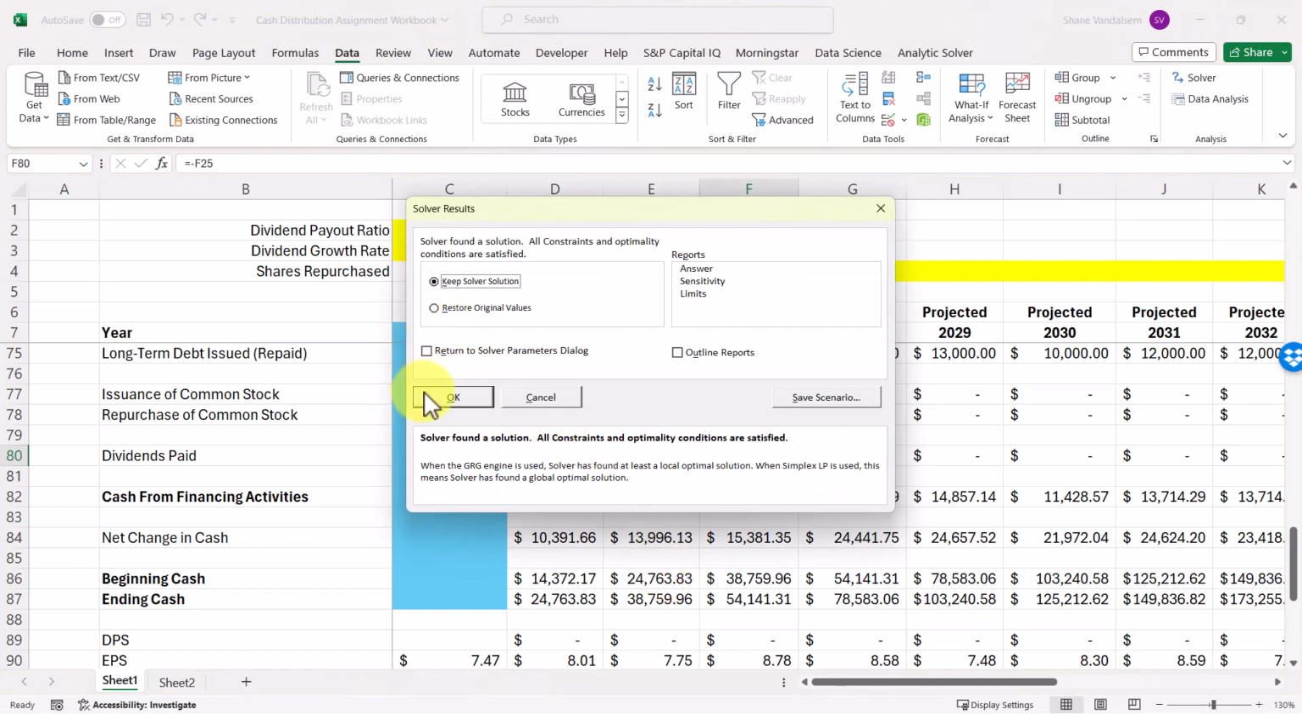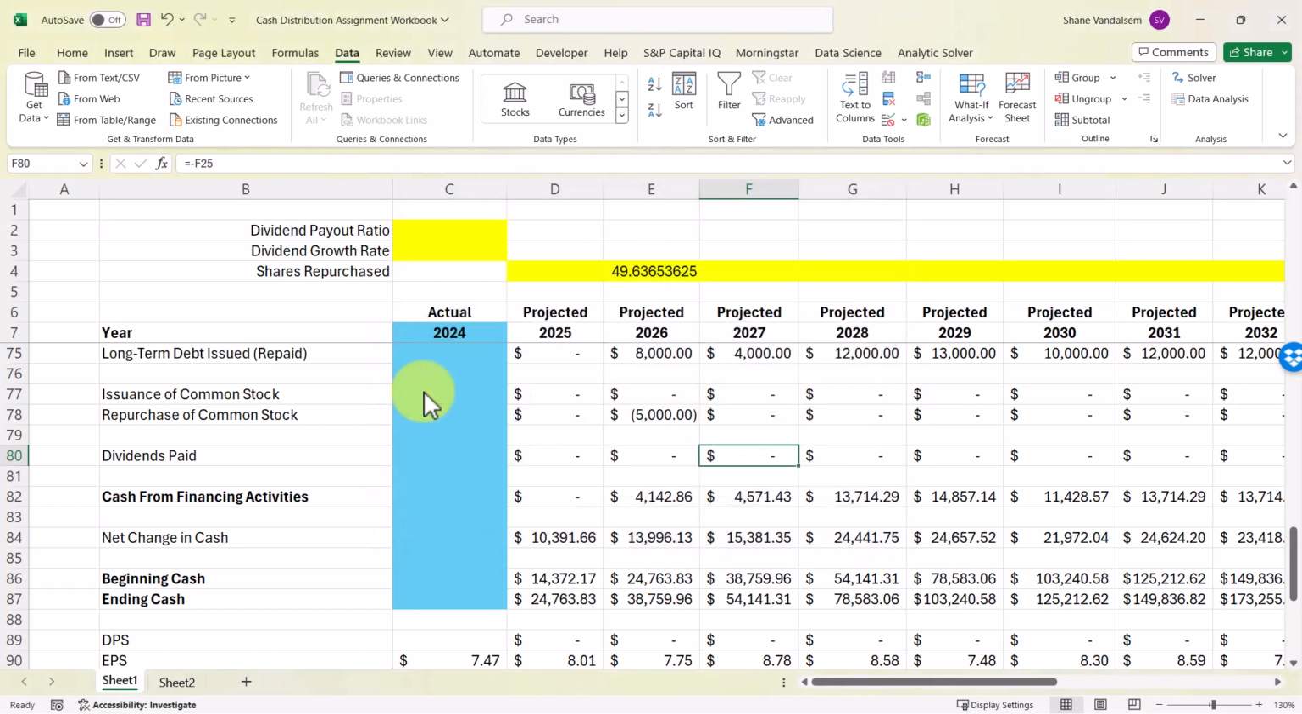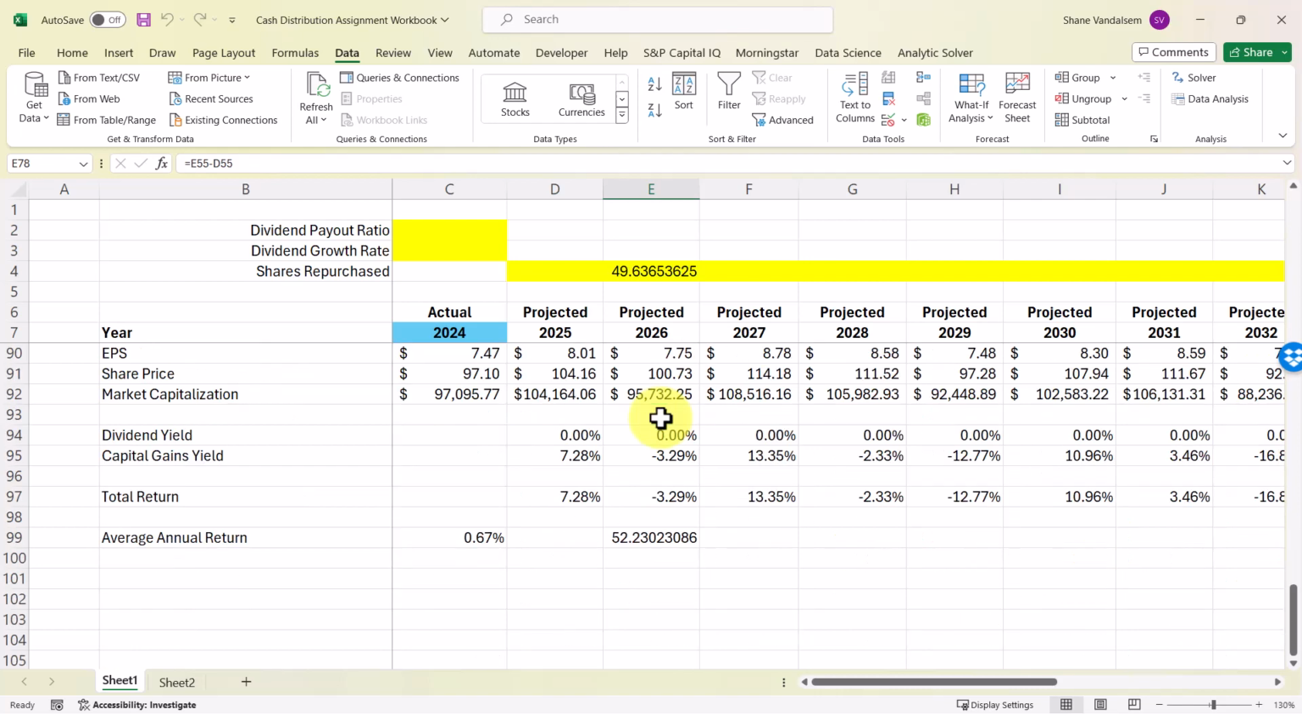And it said it found a solution, so we're going to check that solution real quick. So it says if I buy 49.6365 shares, that's going to have my repurchase of common stock in 2026 be negative 5,000 on the cash flows, so I'm repurchasing $5,000 of shares, and that results in a share price of $100.73 per share for my company.